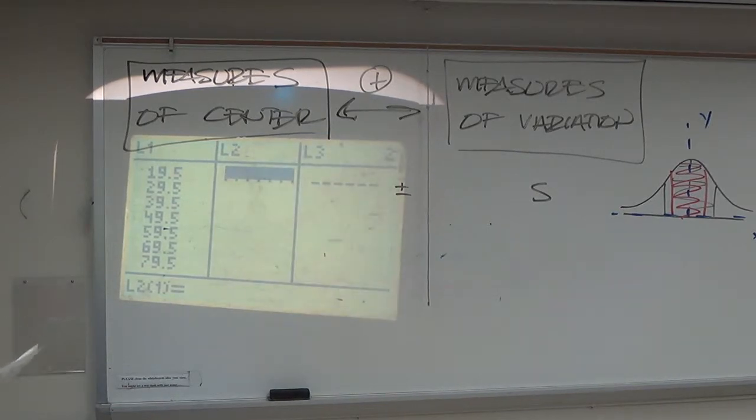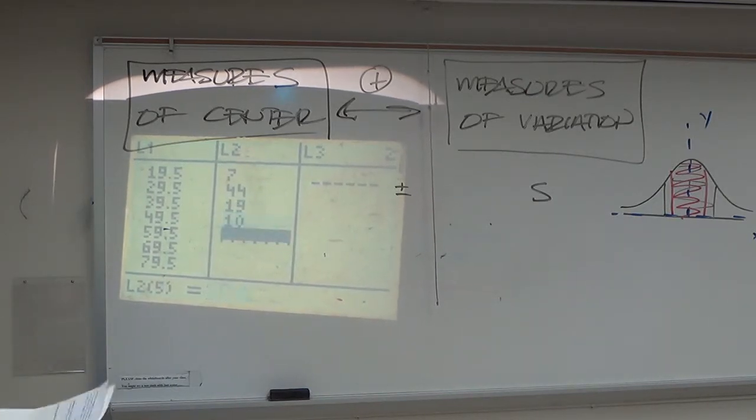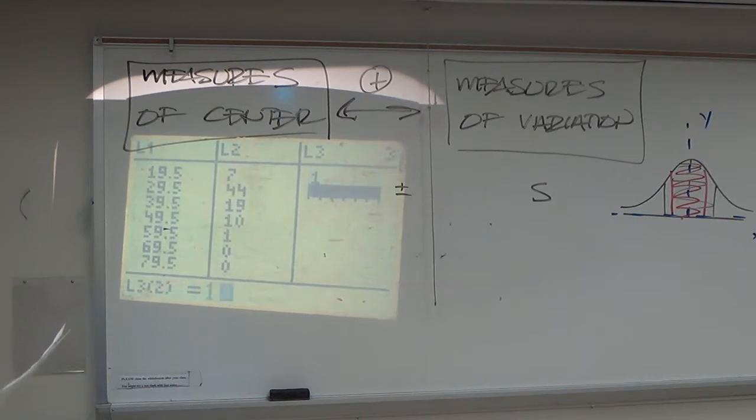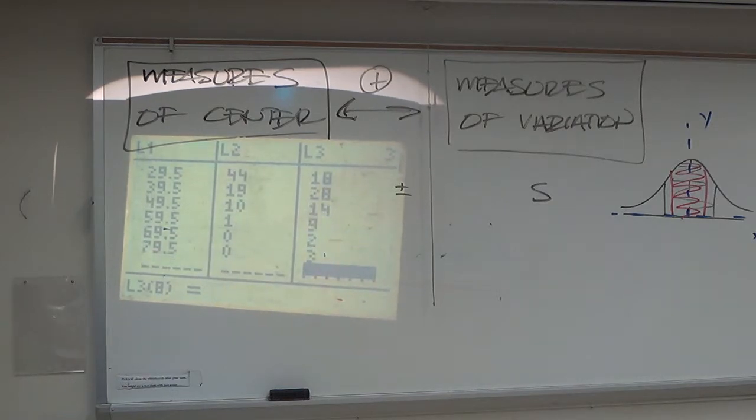All right, here's the top. I'm going to put the tops in list 2 if it's okay with you guys. 744, 1910, 1, 0, and 0. And I got 1, 18, 28, 14, 9, 2, 3.